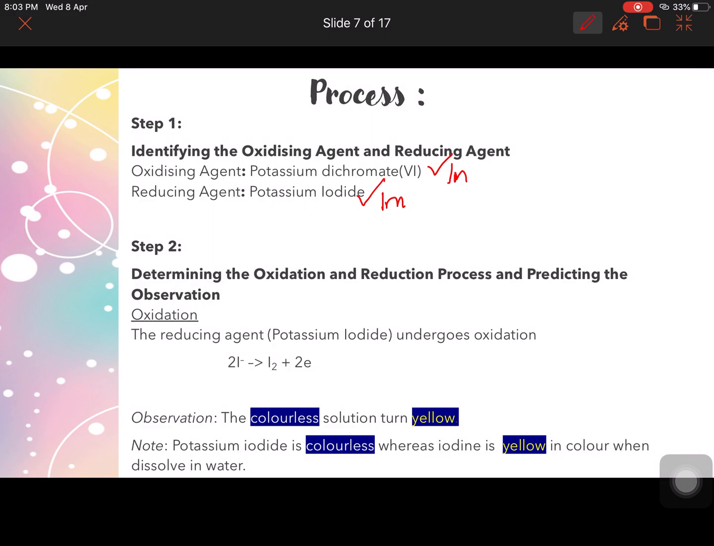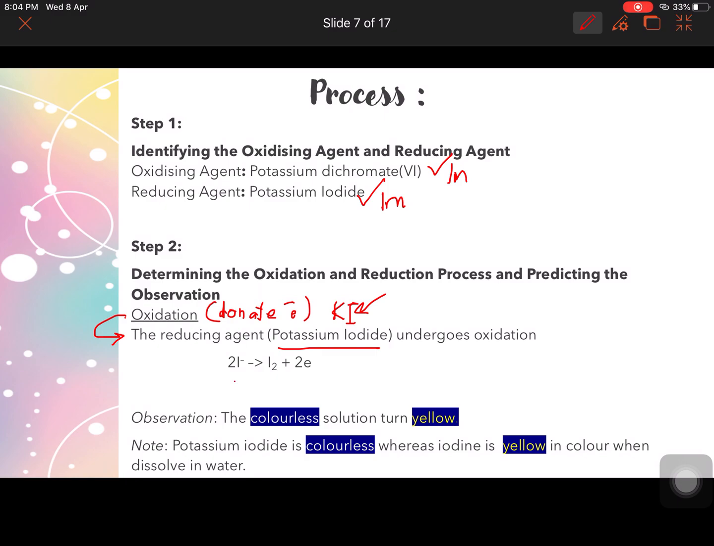Let's look at the second step. Oxidation means the process of donating electrons. The reducing agent is the one that donates electrons, so we have potassium iodide donating electrons. In potassium iodide, KI, the one involved in the reaction is I, iodide, because when we calculate the oxidation number, it changes for the iodide ions.